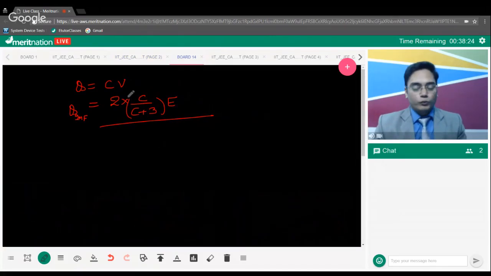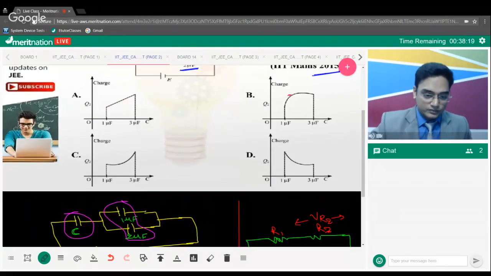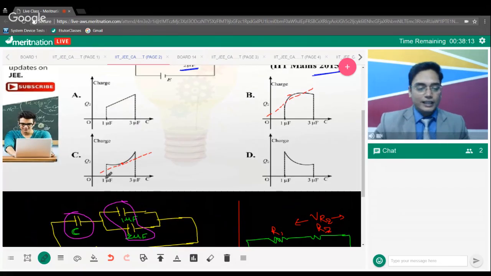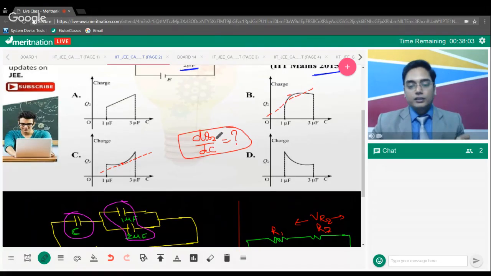So what we'll do is, we'll obtain its slope here. This will be its slope. Here also, this will be its slope. And here the slope is changing. So basically we have to obtain dq2 upon dc, and we'll see whether its slope is increasing or decreasing. Based on that, we'll choose options A, B, C, and D.